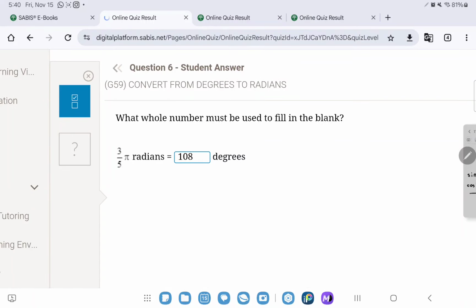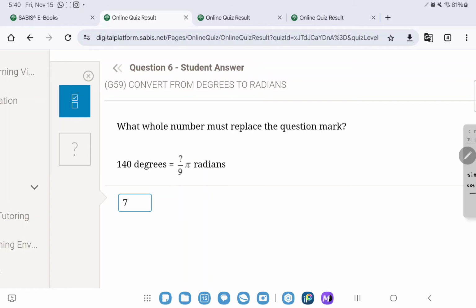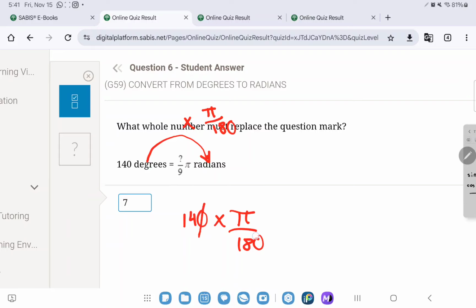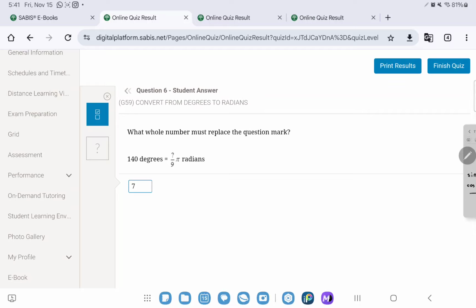Next question. It's from degrees to radians. From degrees to radians, you multiply by pi/180, not 180/pi. So 140 times pi/180, the zeros cancel out. This will be 7, this will be 9. So it's 7 pi over 9. So 7 is the number up here. And that's it for this quiz. Have a nice day, bye.